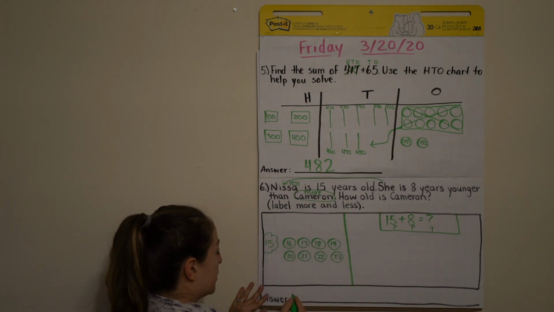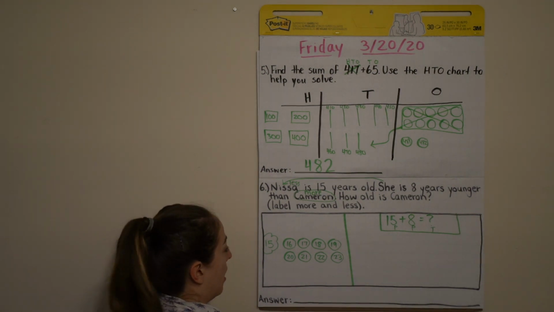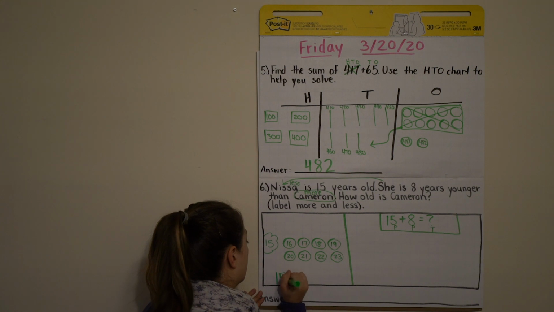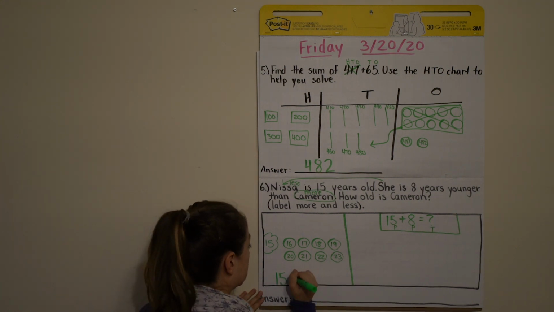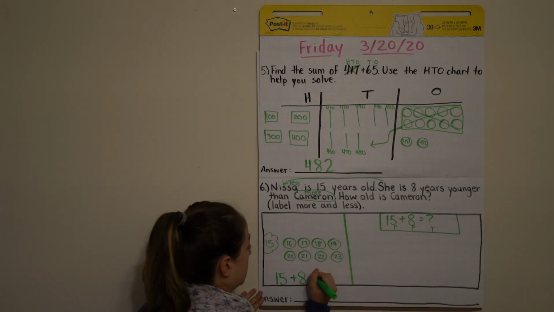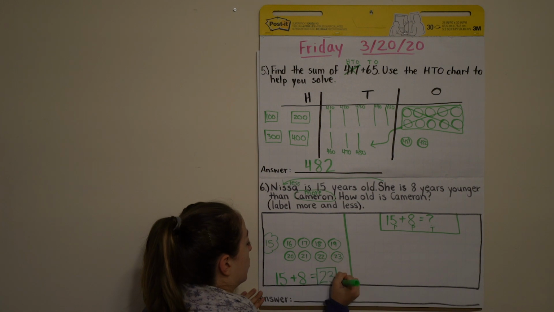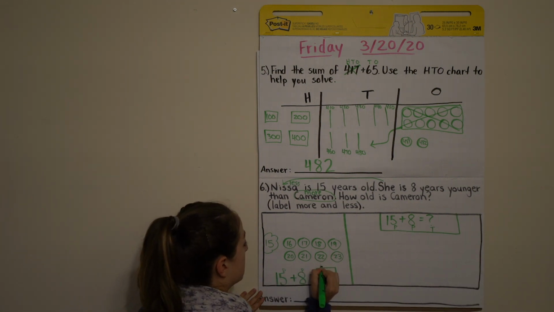I'm going to write a number sentence that matches my work. So if you didn't get to do that yet, you can do that right now. Write a number sentence that matches your work. So for my work, I have 15 plus 8 equals 23. And this was my missing total, so I'm just going to box that. And these are my parts.